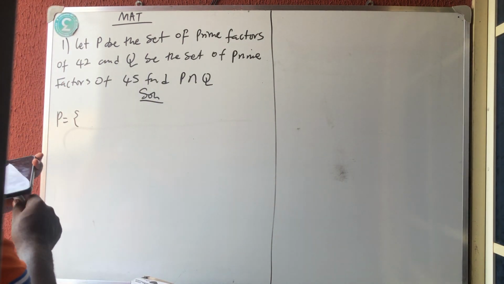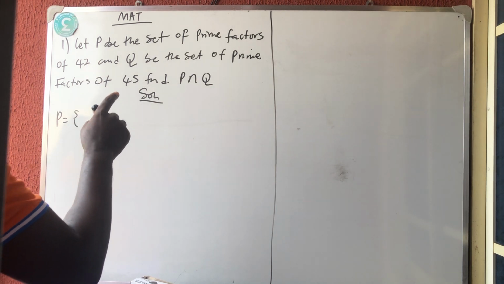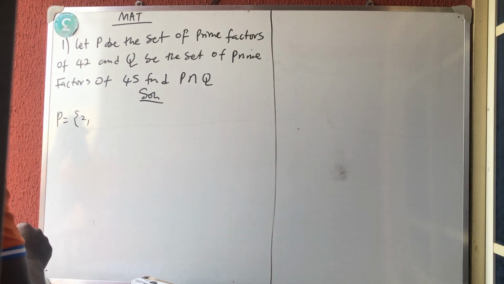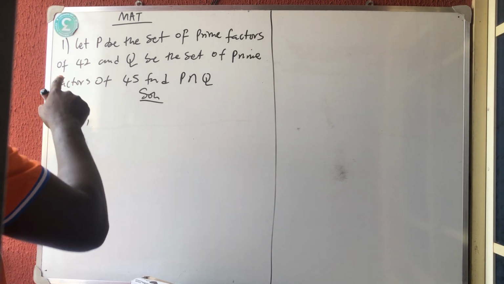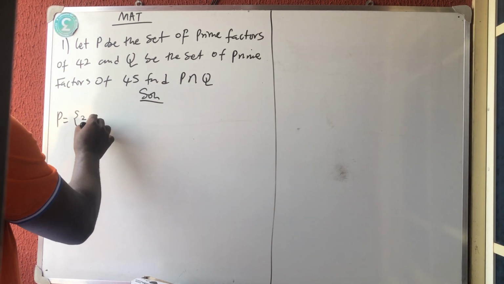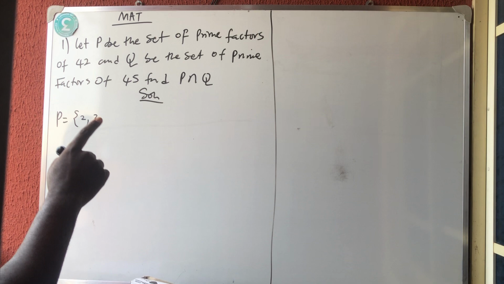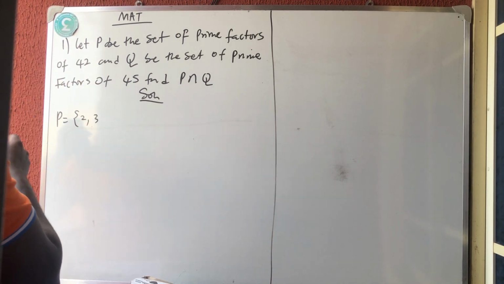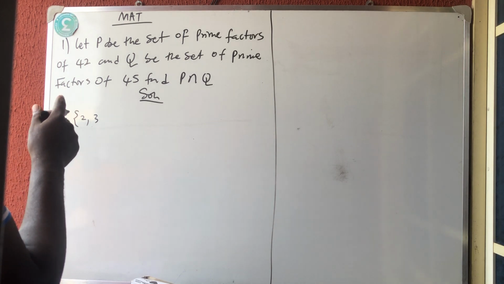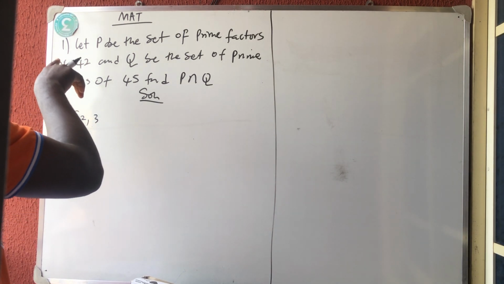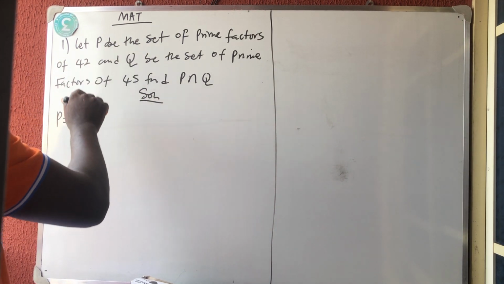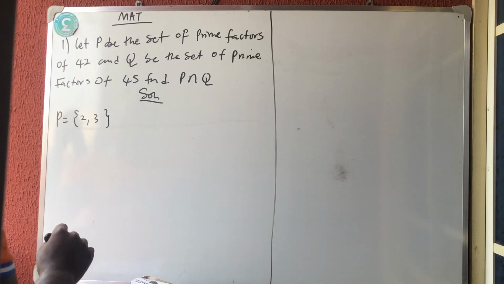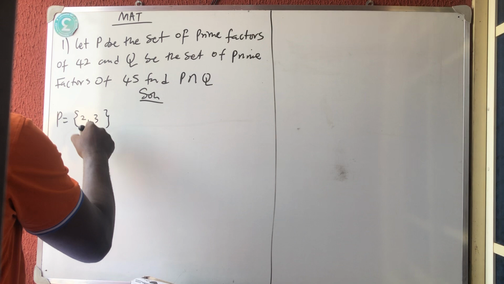Okay? So 1 is not a prime number, so we start from 2. 2 is a prime number. Can 2 divide 42? Yes. 2 is part of it. 3 is a prime number. Can 3 divide 42? Yes. 3 is part of it. 7 is a prime number. Can 7 divide 42? No. So what I have is 5 again. 5 is a prime number. Can it divide 42? No. So the only prime factors of 42 are 2 and 3.